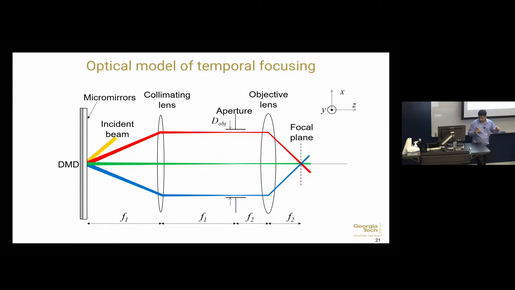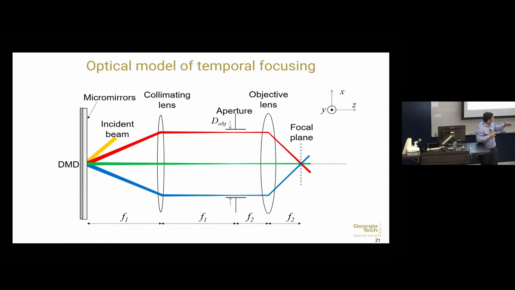A lot of people have this question: how do we conceptualize temporal focusing? How do we conceptualize time domain focusing? One way to understand this is, femtosecond light always has multiple wavelengths. Okay, it's a laser light, but it still has multiple wavelengths. When that hits a diffraction grating, it will be split into different wavelengths. That's exactly what we do at the DMD. Our DMD is a periodic structure of mirrors, so when light hits that structure, it splits into the different wavelengths.